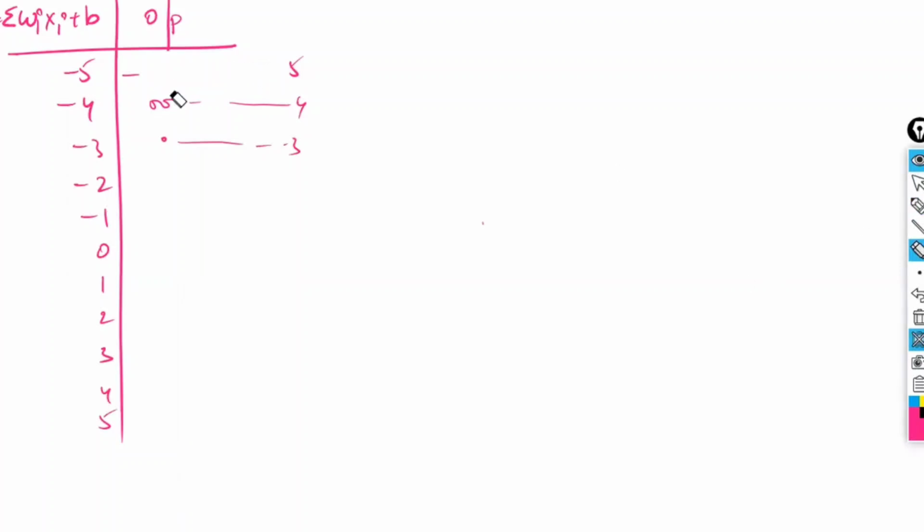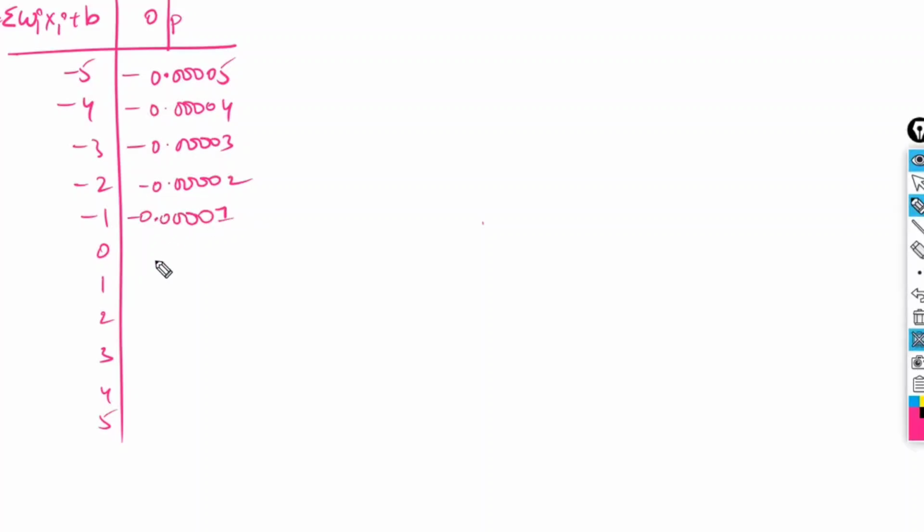So the negligible value, I am considering as 0.00001, my negligible value is four zeros. Minus 0.0004, minus 0.0003, minus 0.0002, minus 0.0001. Positive values, no changes. Only negative values will be converted. Instead of 0, it is just multiplying into 10 to the power of minus 5.